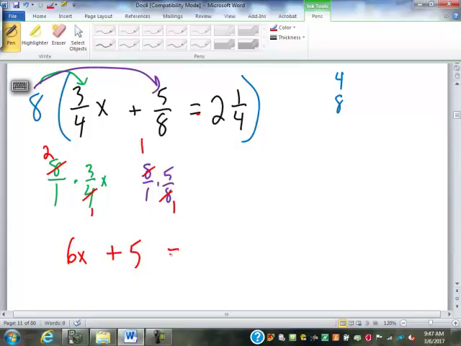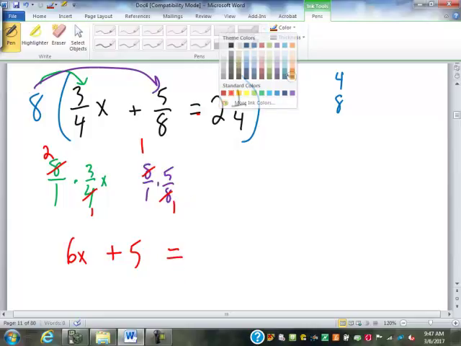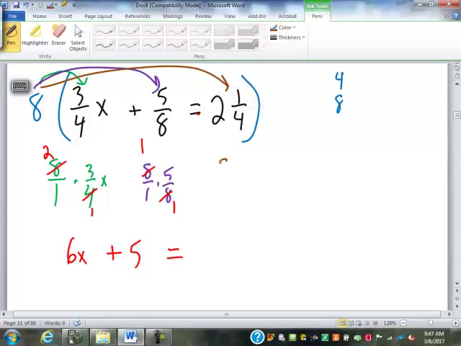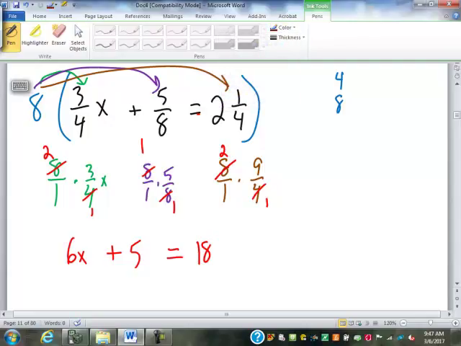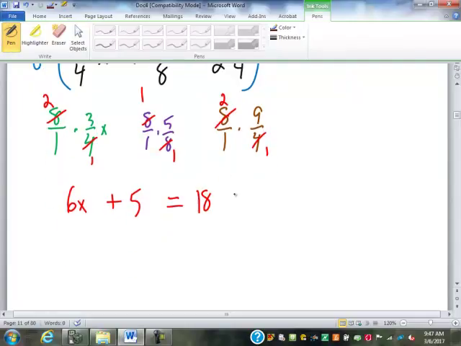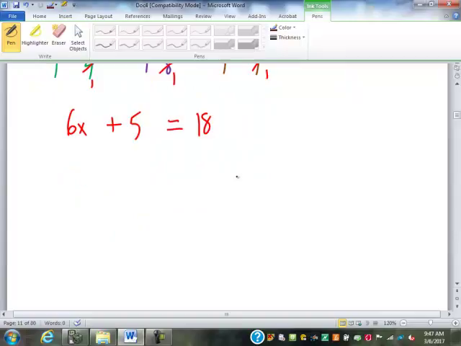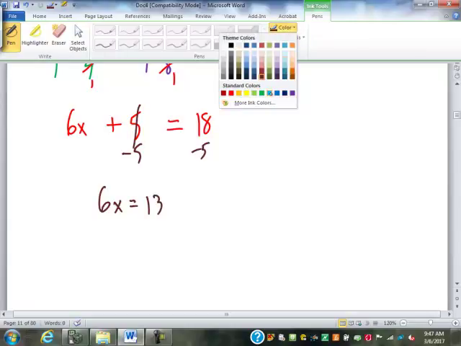Now we have the equal sign. And we have the 8 times 2 and 1/4. So 8 over 1 times 2 and 1/4, which I'm going to write as 9/4. Cross cancel the 8 and 4 gives me 1 and 2. 2 times 9 is 18. So we now have 6x plus 5 equals 18. So we go to solve it, and we have to subtract 5. 6x equals 13. And divide by 6.